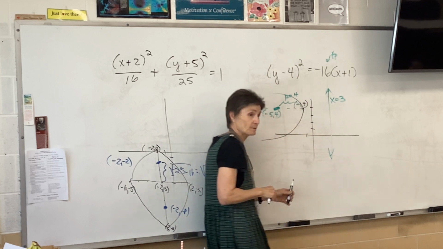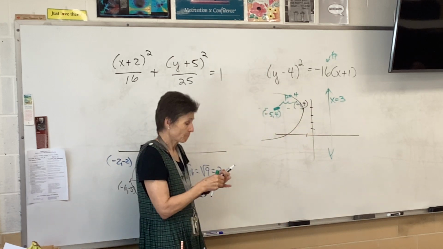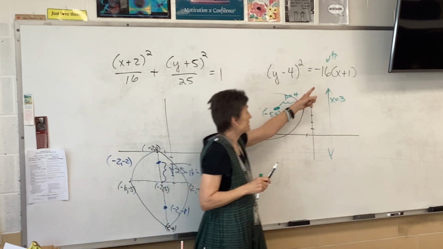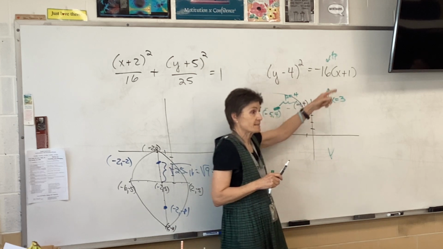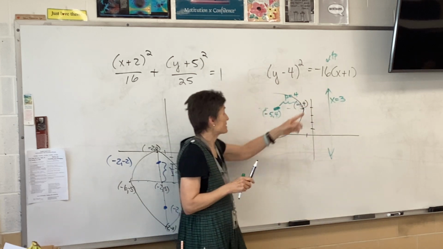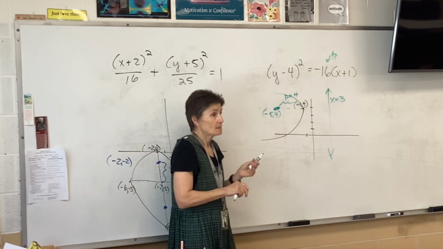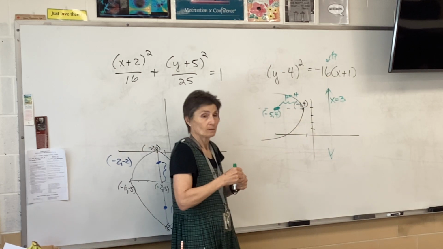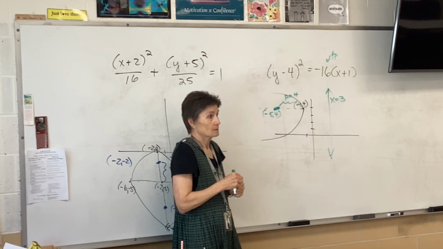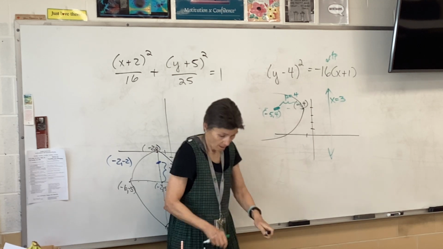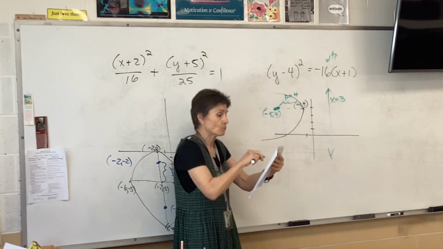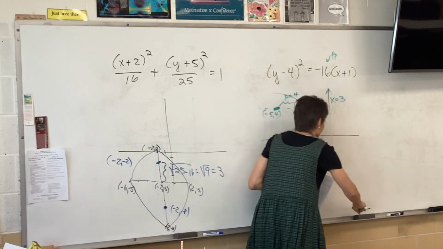All right, I think we're done with that problem, aren't we? We done? Okay. Focal width, we already did, we said that was 16, right? The focal width is that number right there, and that's positive 16. Okay? All right, now, on to writing the equations.